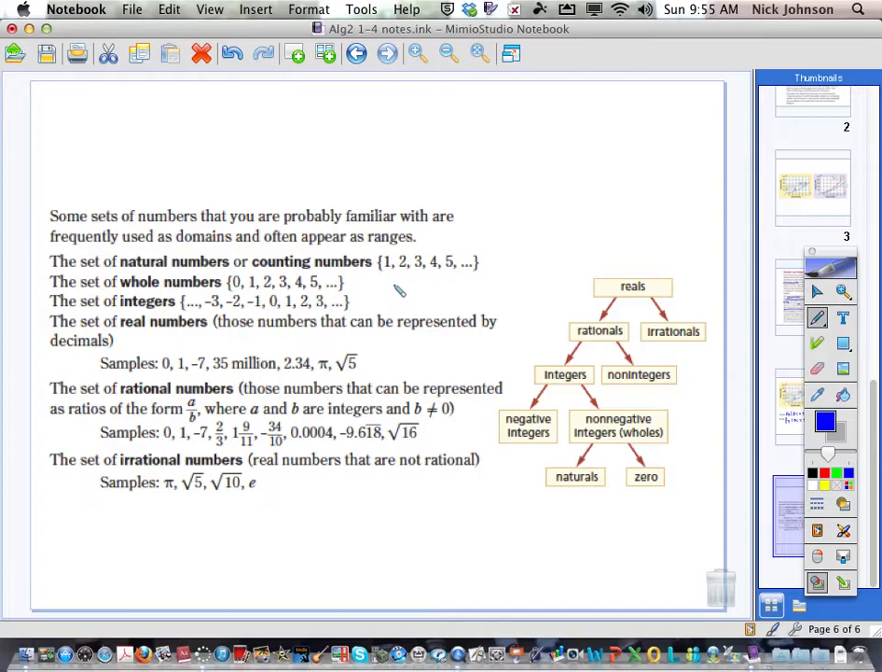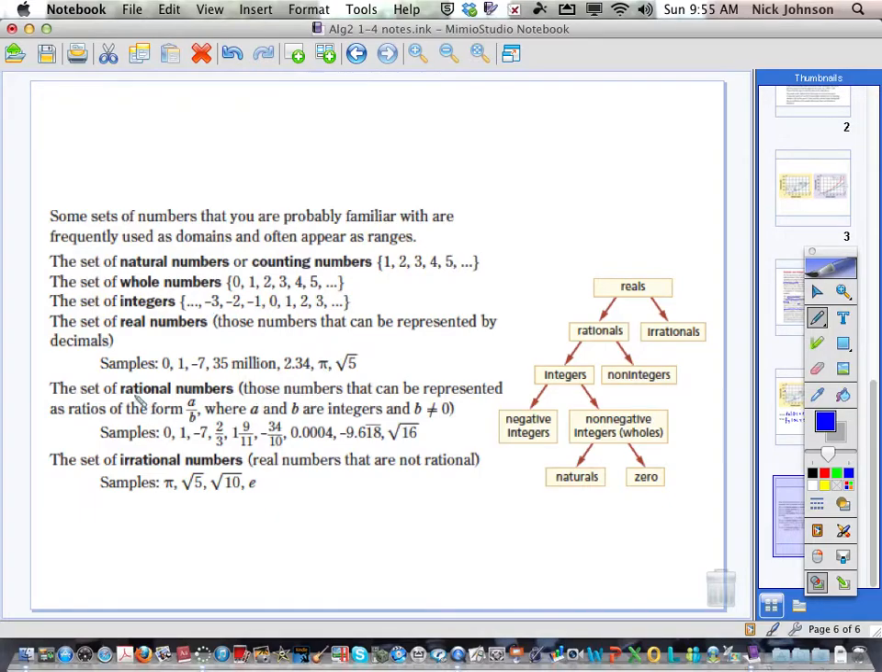The set of integers. Integers are your negative and positive whole numbers. Okay? Negative and positive whole numbers. So we're still dealing with whole numbers, but we also have their negative ones as well. The set of real numbers is any number that can be represented by decimals. Okay? That also includes integers. Real numbers are everything.